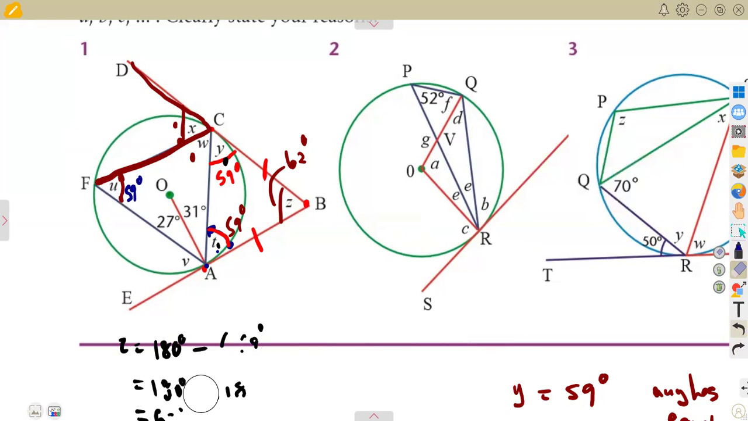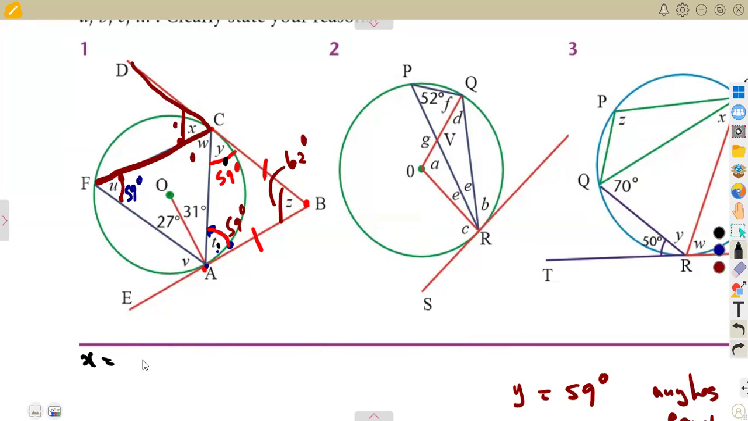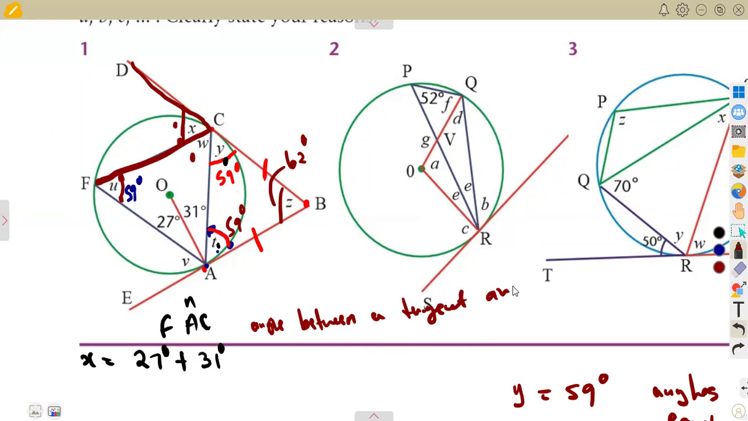All right, so let us just remove this part and see what we are going to have. So like I said, our angle X was going to be 27 plus 31. So it was going to be 27 degrees plus 31 degrees, which is FAC, the whole of angle AFC. That is angle between a tangent and a chord. So it must be that the angle between a tangent and a chord is equal to the angle in the alternate segment. That is the angle in the alternate segment.